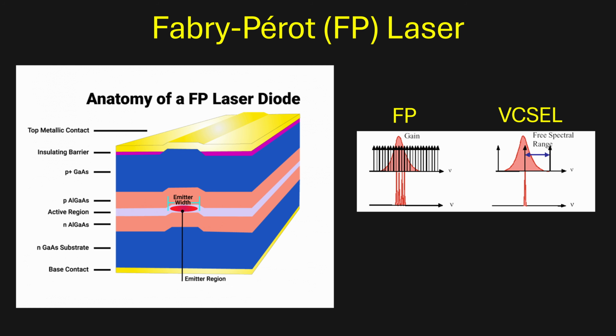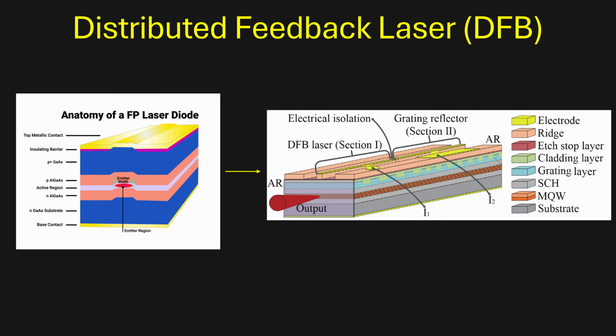However, since the optical cavity is so long, usually hundreds of times longer than a VCSEL, there can be multiple closely spaced resonant frequencies that will laze at the same time. However, the field can be efficiently confined into a single transverse mode by limiting the lateral width of the emitting region. An improvement on FP lasers is the distributed feedback laser, or DFB.